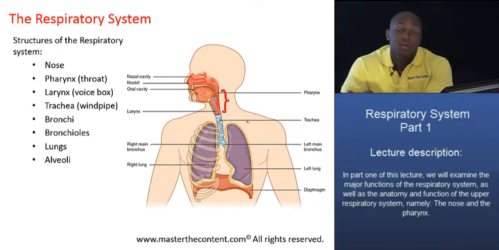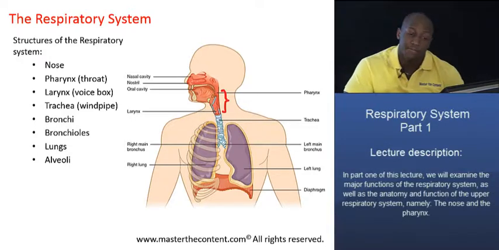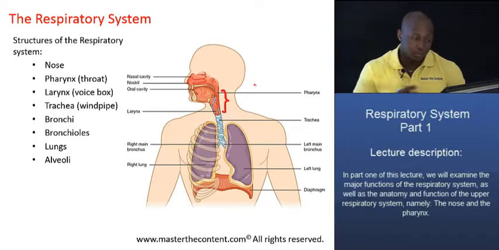Now, the larynx, also called the voice box, is a short cartilaginous chamber which actually connects the pharynx to the trachea. The larynx is primarily responsible for our voice because it contains our vocal cords, right?